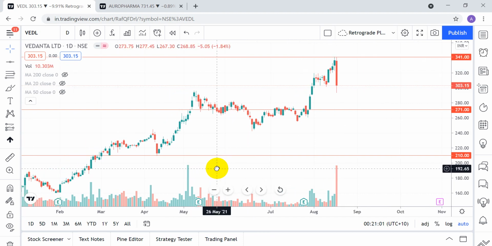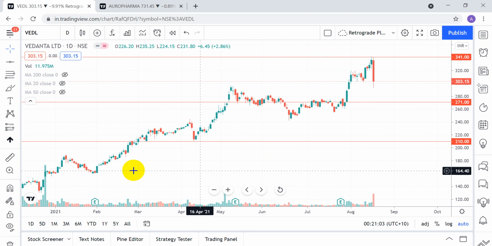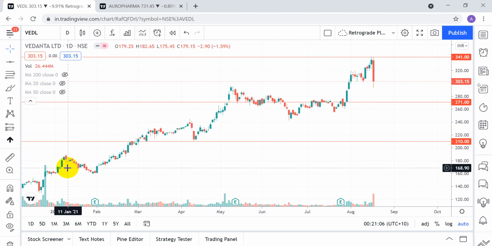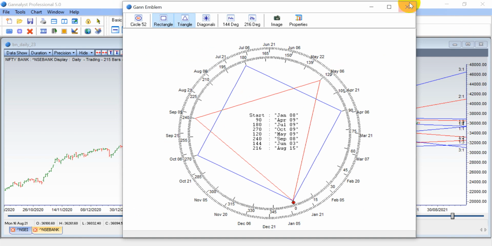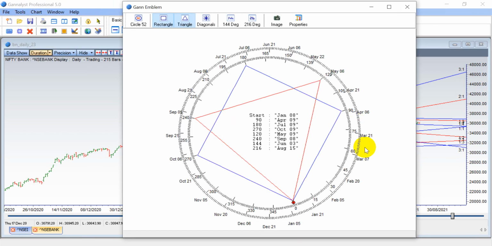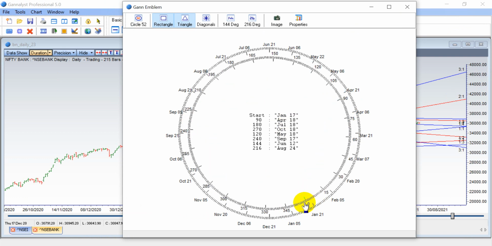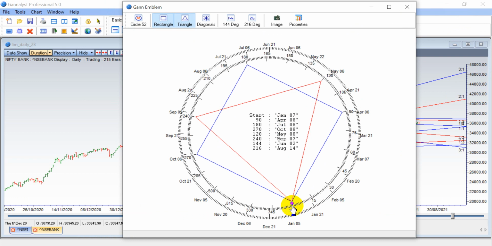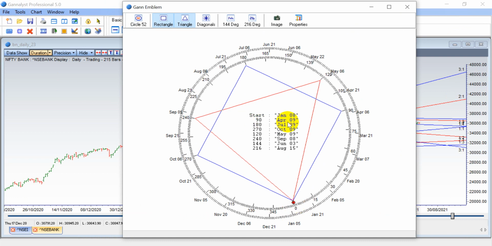Now I quickly go and check the time. On this day it made a small top on 8th January 2020. So I go here, this is Gann Analyst software. Go to tools and Gann emblem and just put Gen 8. I already have it here, but you can change these values by rotating this wheel. You'll get some important trend changes. The first date we are getting is April 09. The second date after that, at 120 degrees, is May 09, and 216 degrees is August 15.